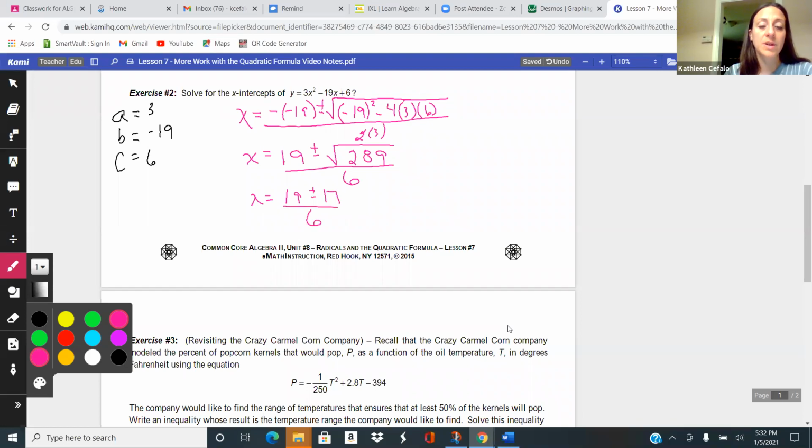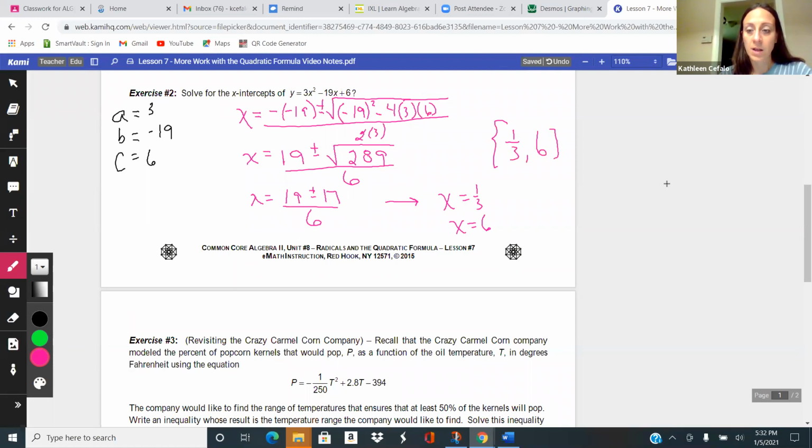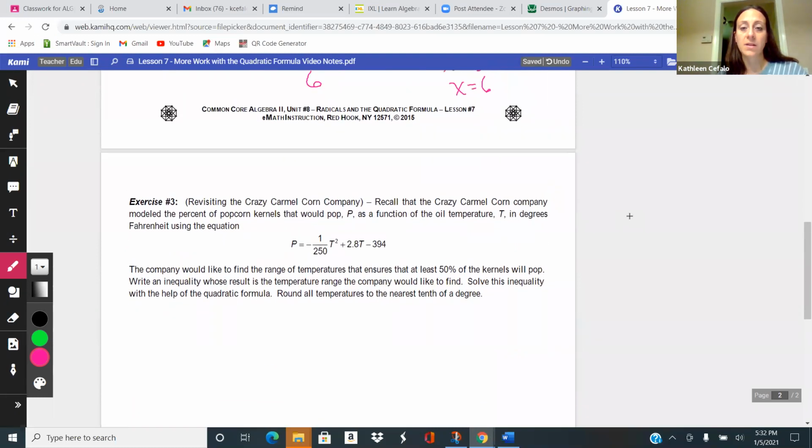Now we can get our 2 answers: (19 + 17) divided by 6 and (19 - 17) divided by 6. When we simplify, our 2 answers are going to be 1/3 and also a value of 6. Sometimes they would list answers using set notation, like this. Okay, we are going to move on and try exercise number 3.